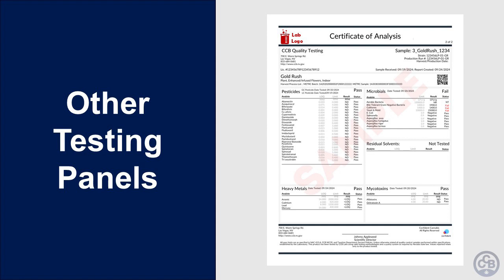Now, let's move on to the following pages of the COA. Like the first page, you'll find the lab, licensee, and sample information. You'll also find a breakdown of the testing panels.